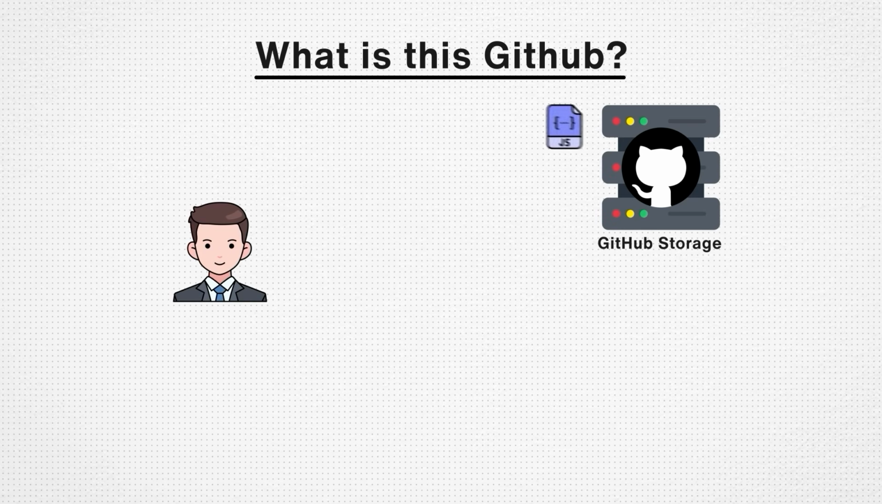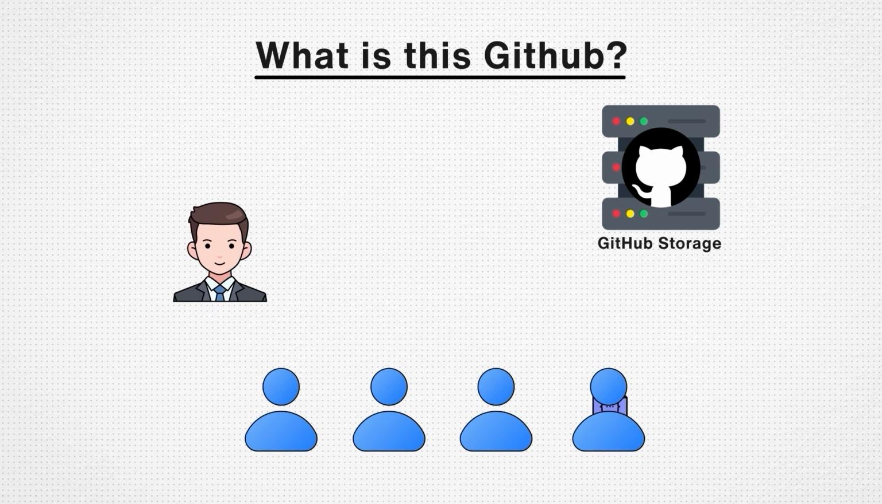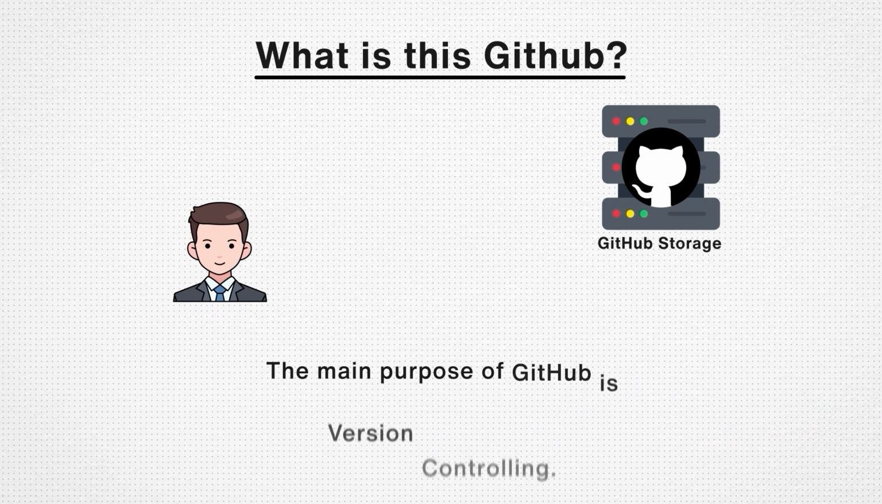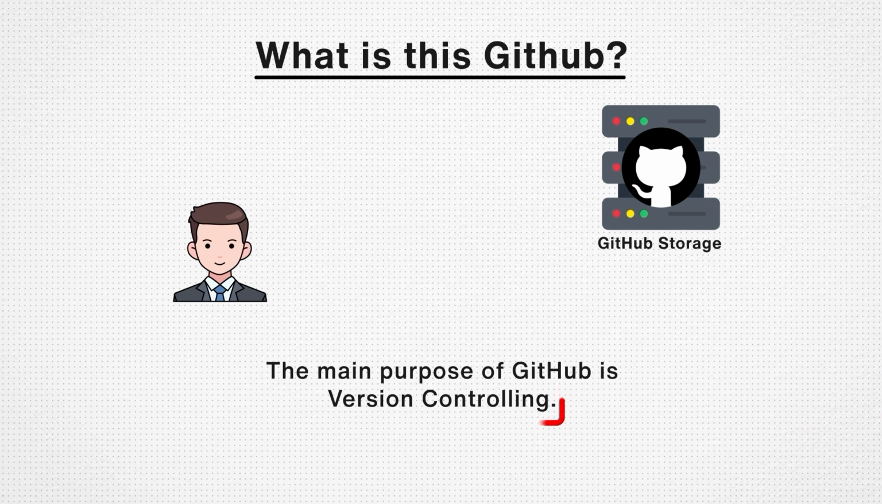In simple words, it's a place where you can upload all of the files for your projects and then you can share it with other people. The main purpose of GitHub is version controlling. Now, what is this special word version controlling?